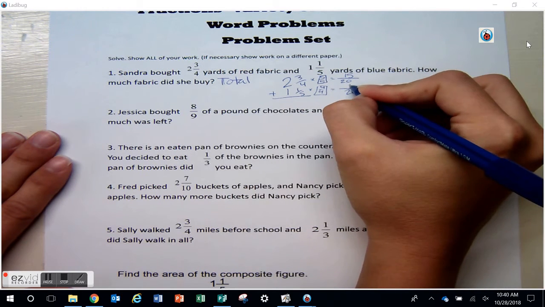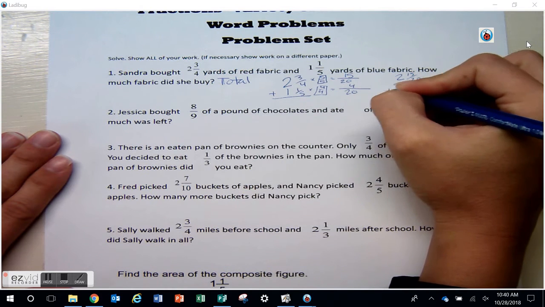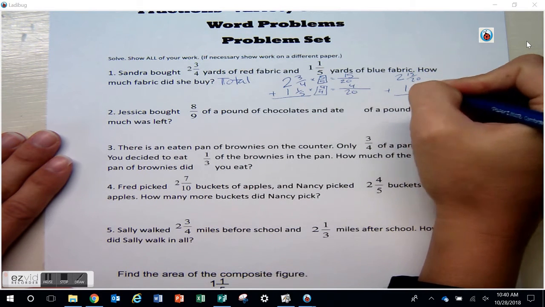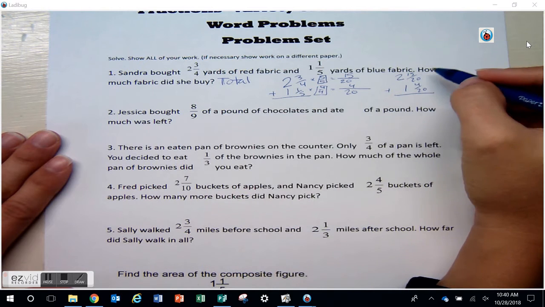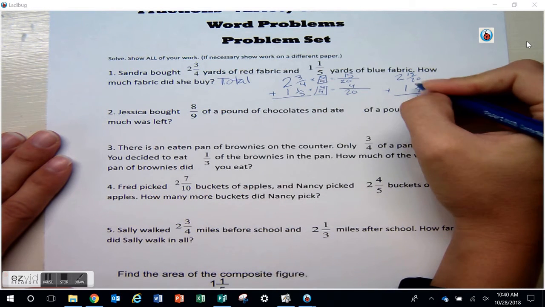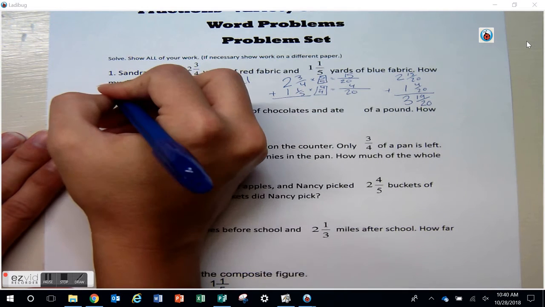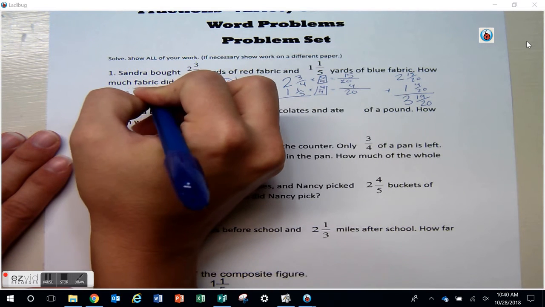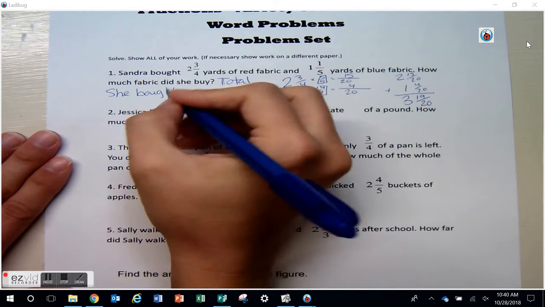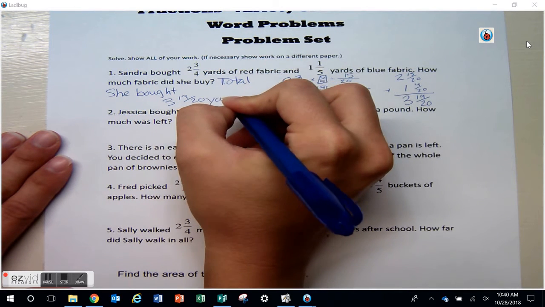So now I have 2 15/20 plus 1 4/20. Add the fractions first. 15 plus 4 gives me 19/20. 2 plus 1 gives me 3. She bought 3 19/20 yards of fabric.